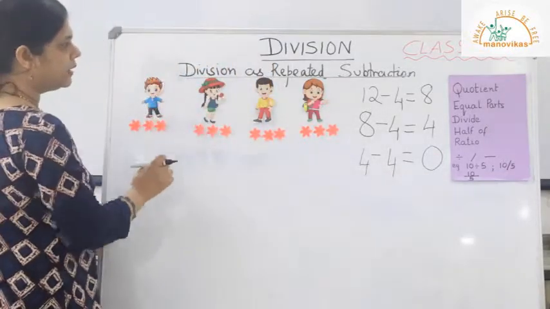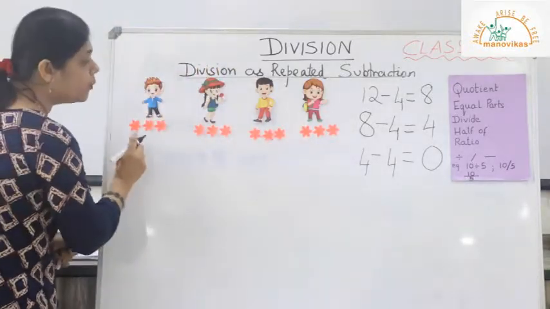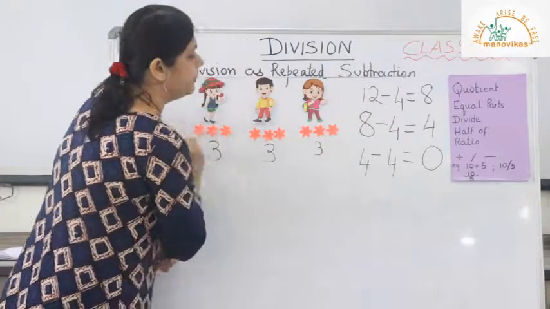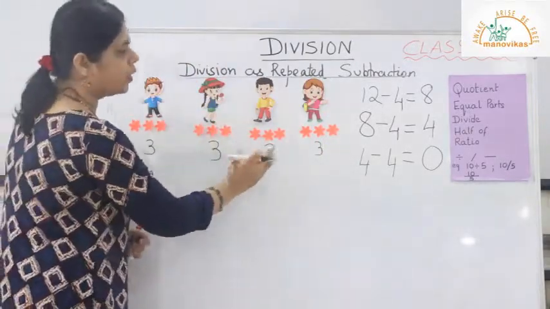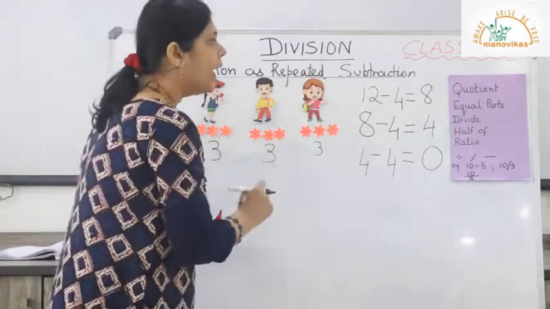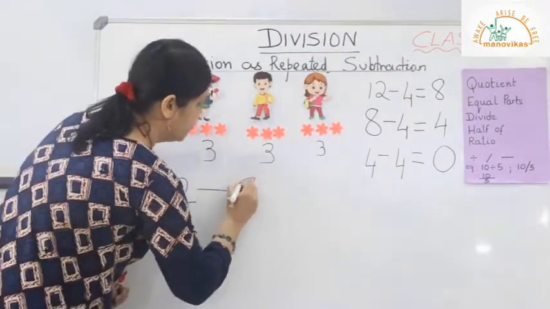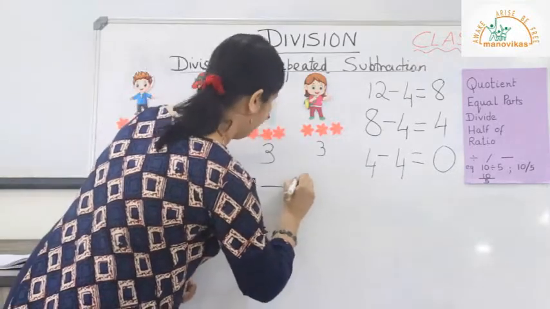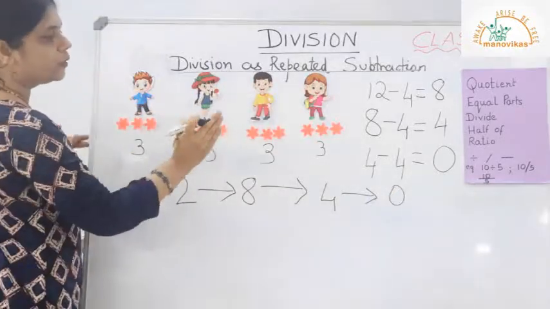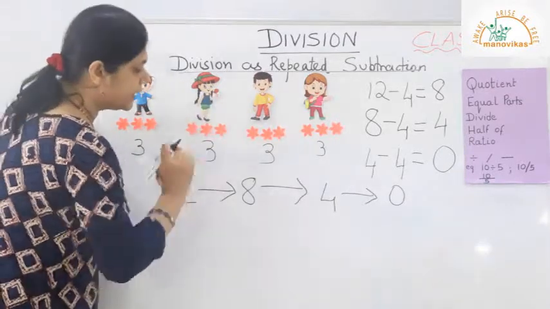So, I have given each one flower at a time, and this way each child has got how many flowers? 3, 3, 3 and 3. Correct? Now, each child has got 3 flowers. So, they have got an equal share. Now, what have I done? I have distributed 12 flowers to the 4 children by giving away 1 flower each at a time.